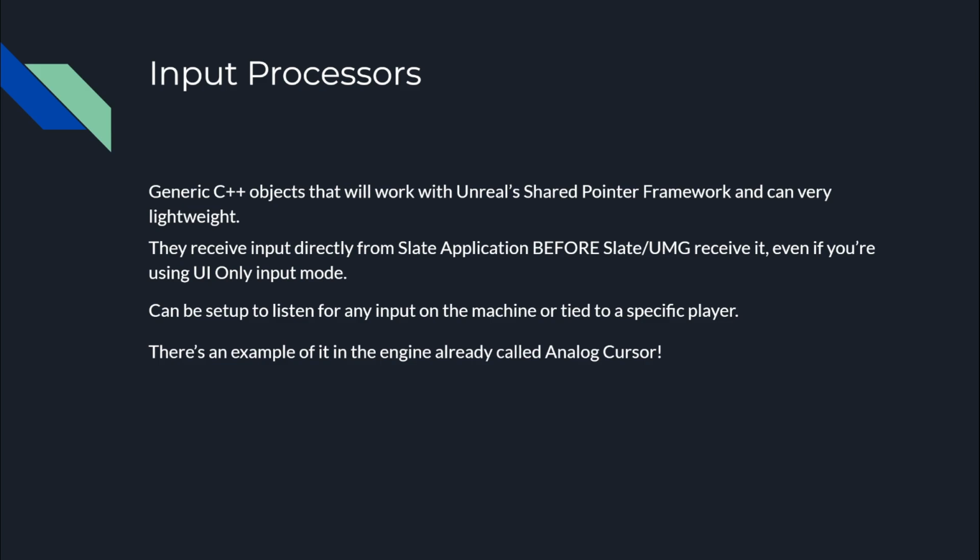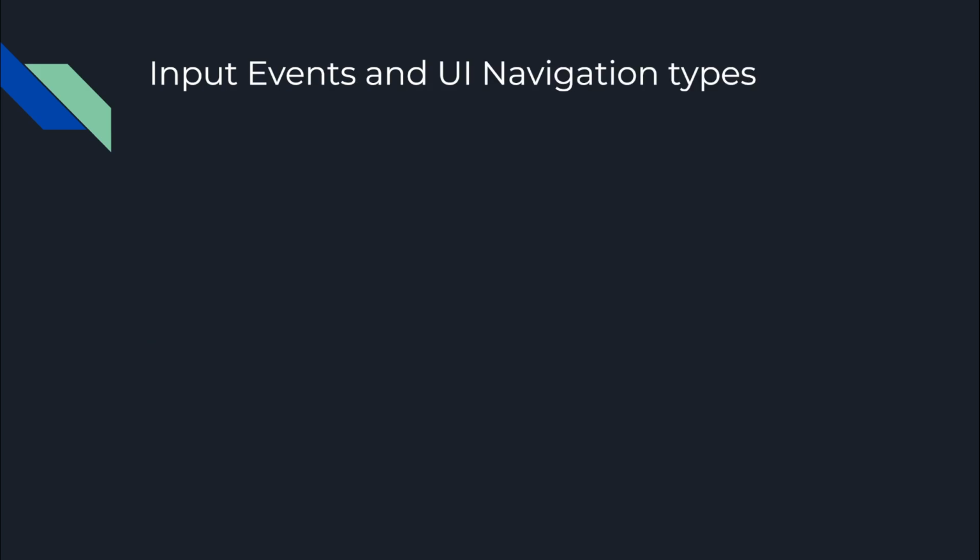So as I said earlier, there's an example in the engine called analog cursor. So, input events and UI navigation types. This is just kind of a quick overview of the different actual input events that are used throughout the engine. So they all kind of inherit from FInputEvent. This basically just has a tracking of the user index and if it's a repeat input and those sort of things. So let me get my notes of that, because it's a lot more detailed when you're actually looking through it.